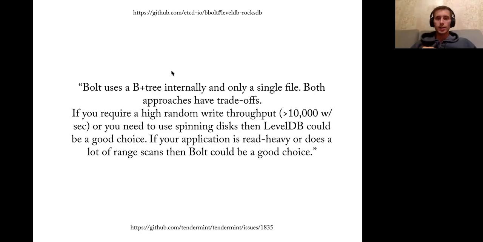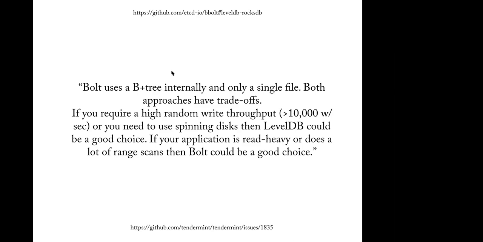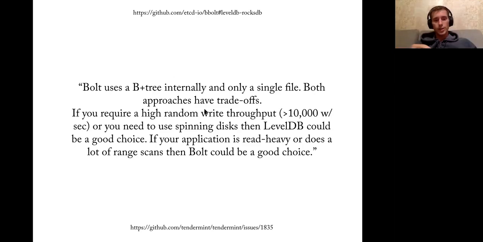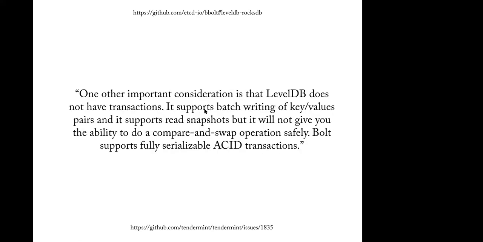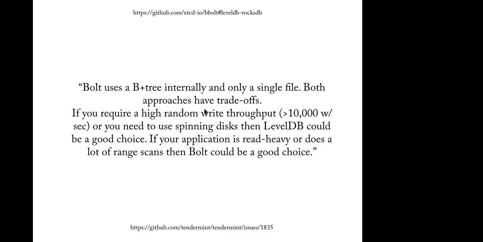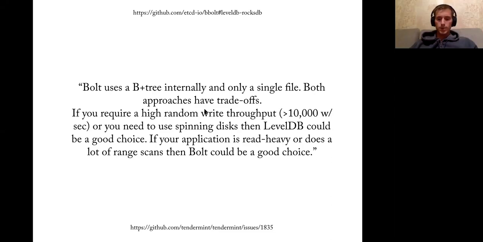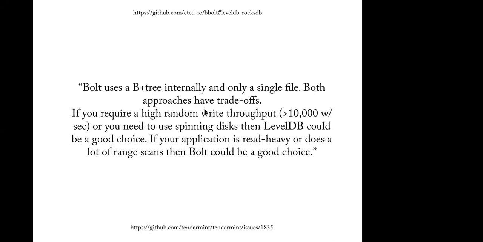Right. So both approaches have trade-offs. If you require high random write throughput, more than 10,000 writes per second, or you need to use spinning disk, then LSM is probably a good choice. If your application is read heavy or doing a lot of range scans, then Bolt could be a good choice. Is your MacBook spinning disk or SSD? SSDs. Yeah.